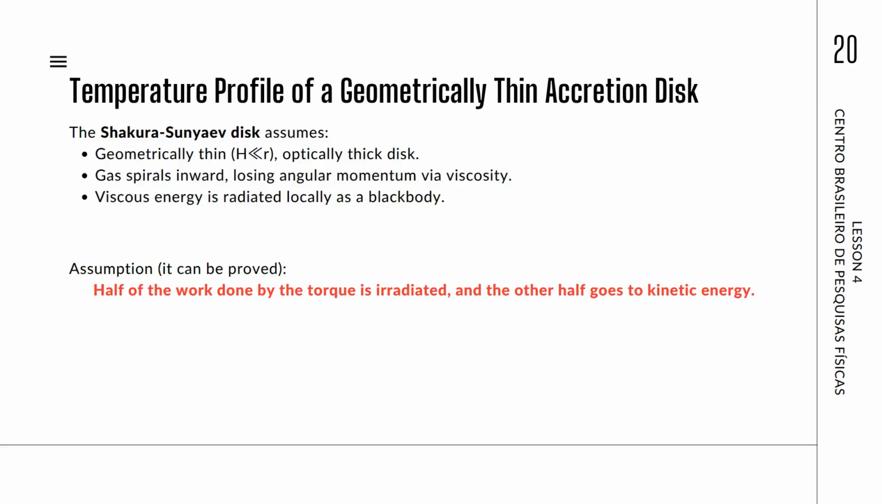So this means that, in other words, we will take any ring, all the rings of the disk, and model it as a black body. The disk as a whole cannot be modeled as a black body because the temperature is not constant, but for each ring, we consider a constant temperature. This is an assumption we have here, but it can be proved actually. I'm not going to prove it, but it can be proved that half of the work done by the torque is radiated, while the other half goes into kinetic energy.